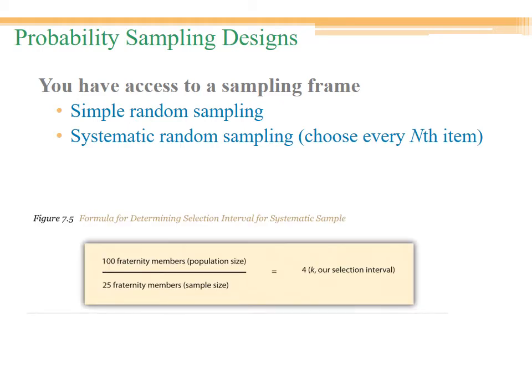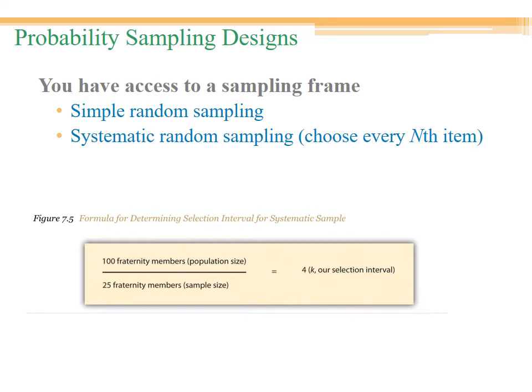You divide your population number by the desired sample number. For instance, if there are 100 fraternity members in your sampling frame and you want a sample of 25, you divide the two and you arrive at 4. Then you would go down your list and choose every fourth member.